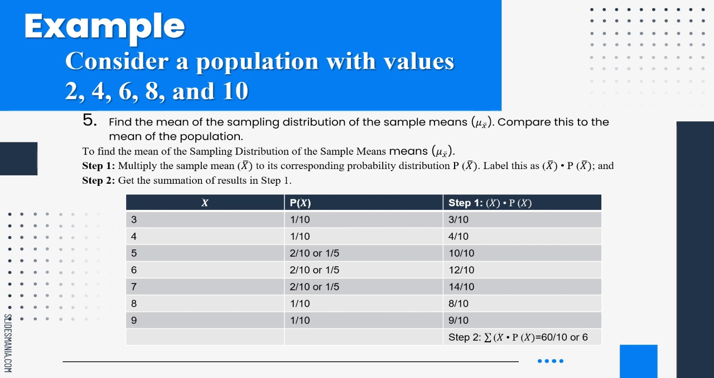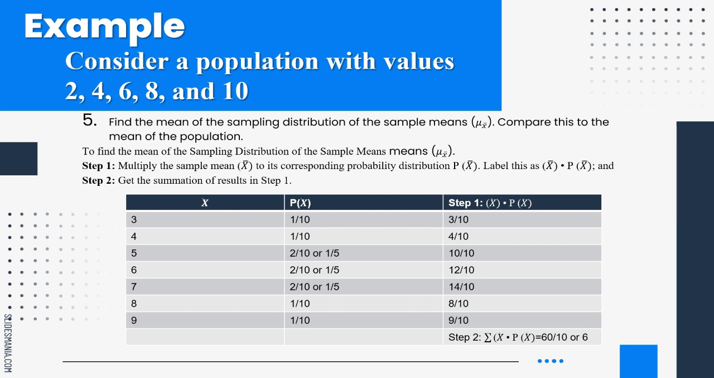Okay, for step 1, we will multiply the first two columns. So we have 3 multiplied to 1/10, that is 3/10. 4 multiplied to 1/10 is 4/10. 5 multiplied to 2/10, that is 10/10, or 1. We have 6 multiplied to 2/10, that is 12/10. We have 7 multiplied to 2/10, that is 14/10. 8 multiplied to 1/10 is 8/10. 9 multiplied to 1/10 is 9/10.